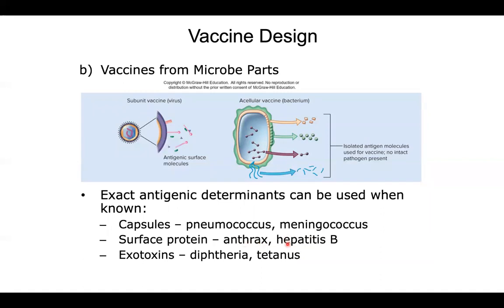But a lot of us have had a hepatitis B vaccine if we work in healthcare. Then there's also exotoxins like diphtheria and tetanus. And so every 10 to 15 years, we should get a tetanus shot. And that's just this exotoxin from the tetanus bacterium that is given to you. So should you step on a rusty nail or whatever, you don't develop tetanus.